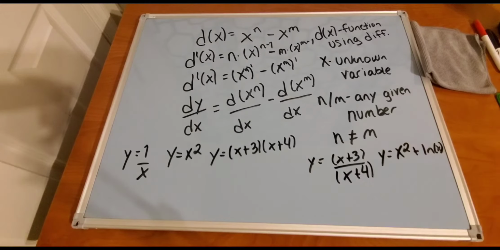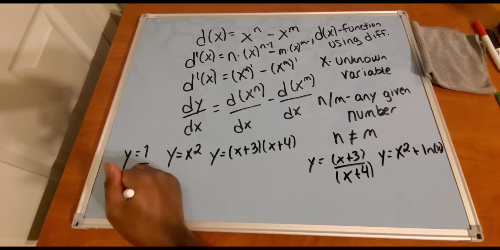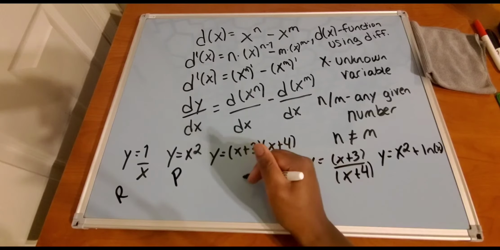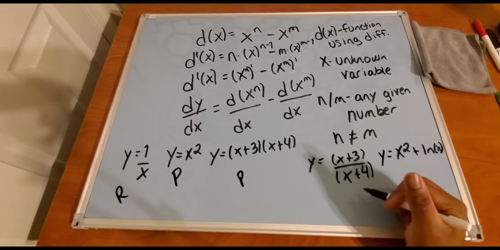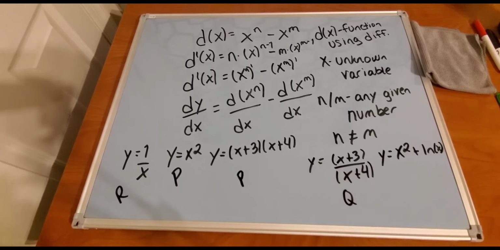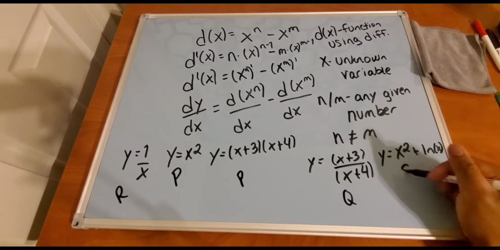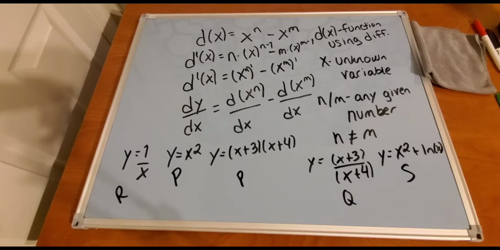So let's go through these. This is a reciprocal rule. I'll use R. This is a power rule. We'll say P. This is a product rule, so we use little p. This is a quotient rule, so we use Q. And this is a sum rule, which we'll say S. I haven't covered sum rule yet, but every other rule I've actually covered.